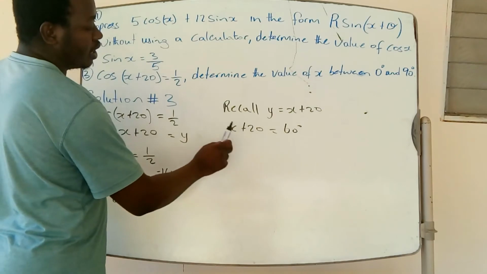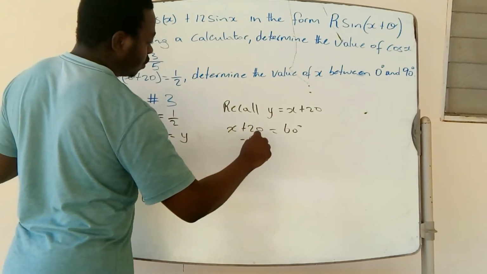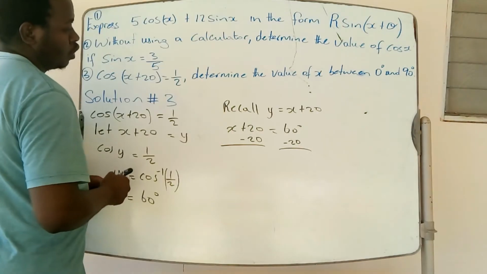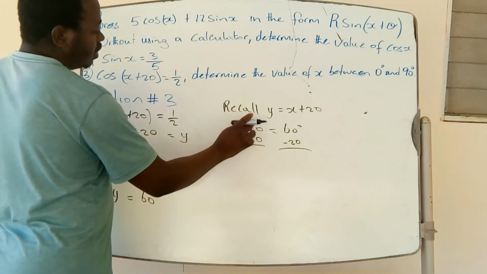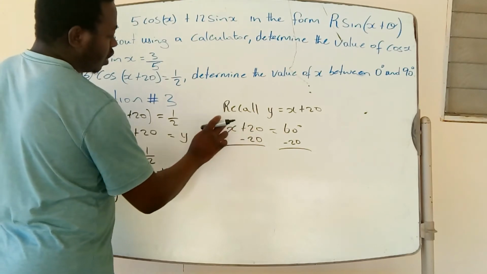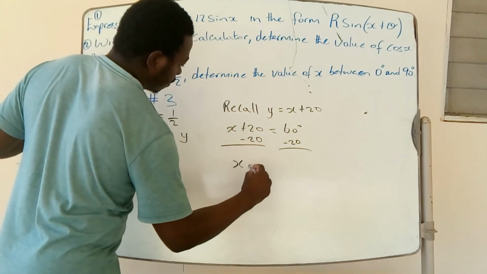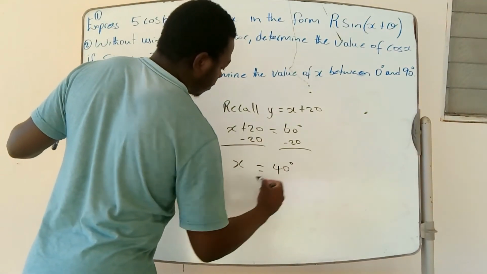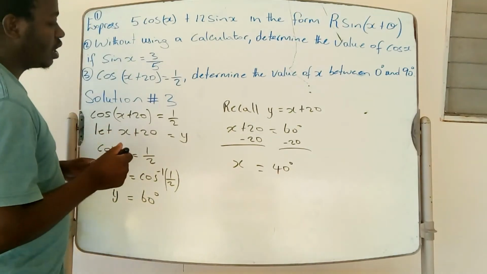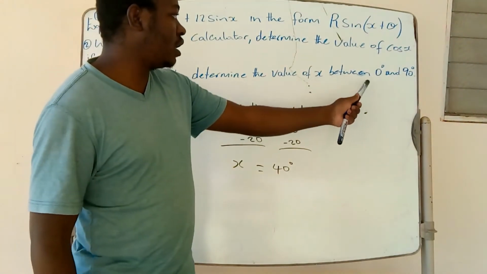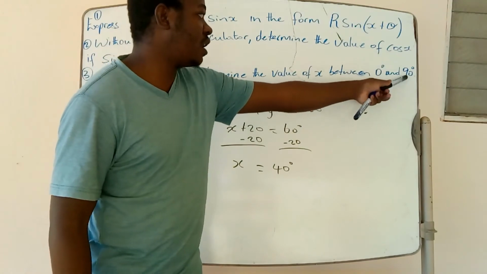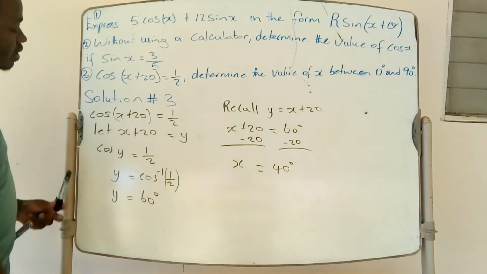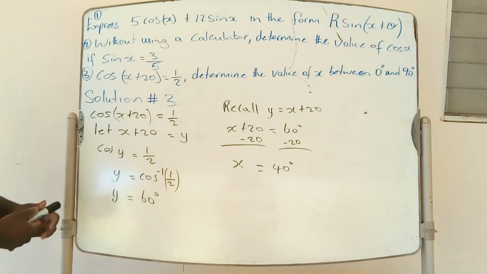Now we can solve for x. All you need to do is to just subtract 20 from both sides. So positive 20 minus 20, that's 0. So on this side we're left with x is equal to 60 minus 20, that's just 40 degrees. So x is equal to 40 degrees. And does it fall in the domain? Yes, it falls in the domain 0 degrees and 90 degrees, sorry. Alright? And that's it. Pretty easy, right?